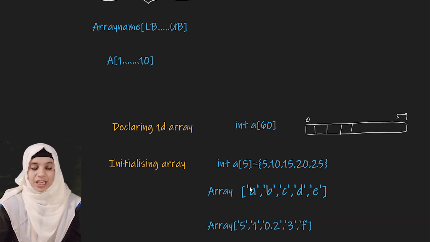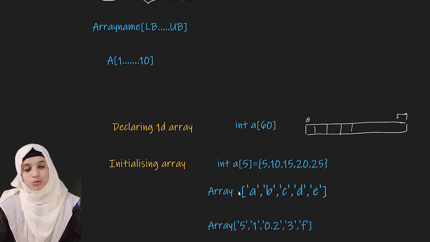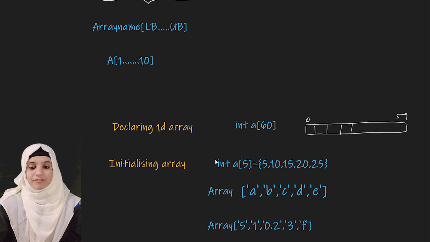Now let's see how to initialize an array. What do we mean by initializing an array? Giving values to an array. Here the data type is integer, A is the array name, and the size is 5. Now 5, 10, 15, 20 and 25 are the values of the given array. First, A of 0 will be holding 5, A of 1 will be holding 10, A of 2 is 15, A of 3 is 20, A of 4 is 25. So this is the way of initializing an array.